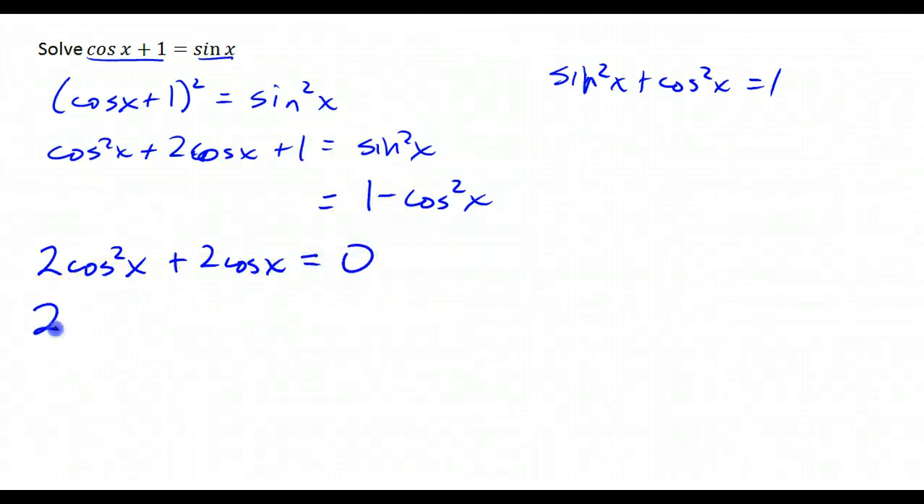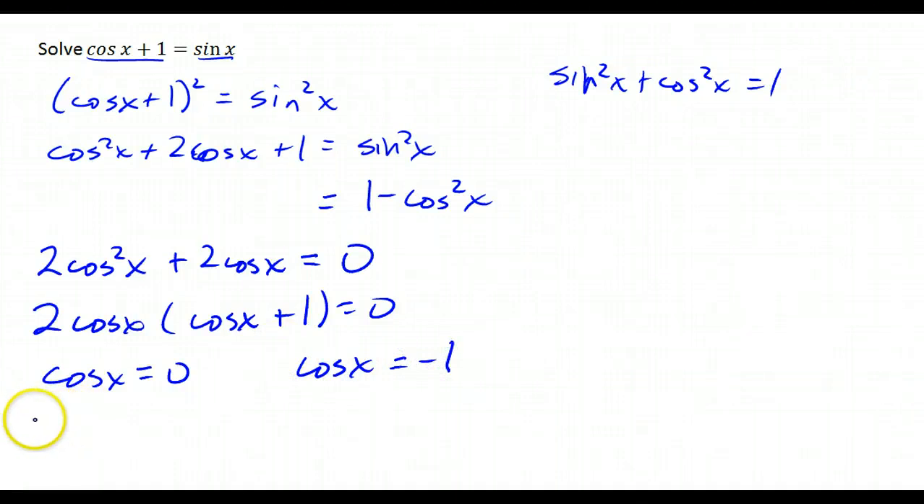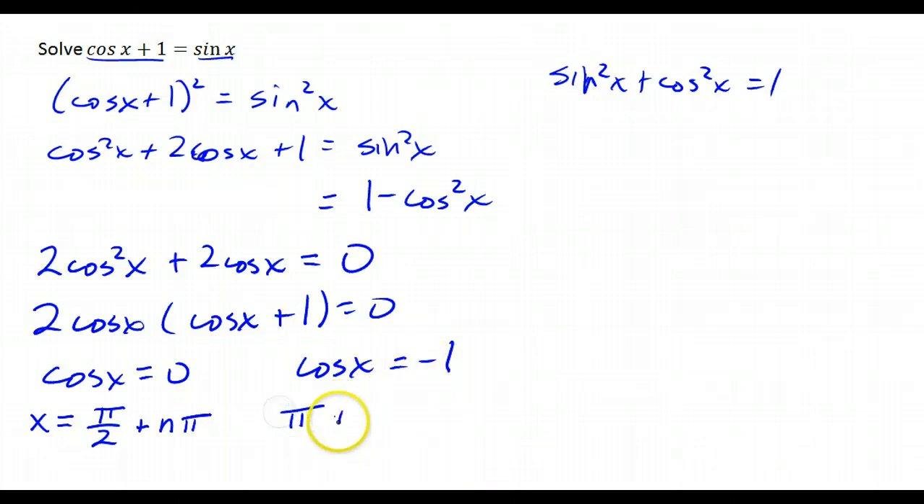So let's factor a 2 cosine x out. That leaves me with a cosine x plus 1. So 2 cosine x equals 0. That means cosine x equals 0. And cosine x equals negative 1. So cosine is equal to 0 at pi over 2 and 3 pi over 2. So I can cover all of those by just adding multiples of pi. Cosine is equal to negative 1 in one place, pi.